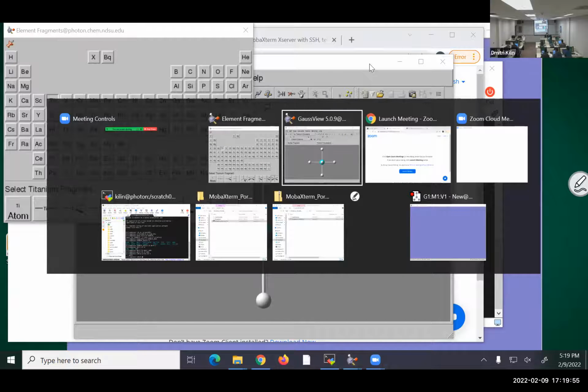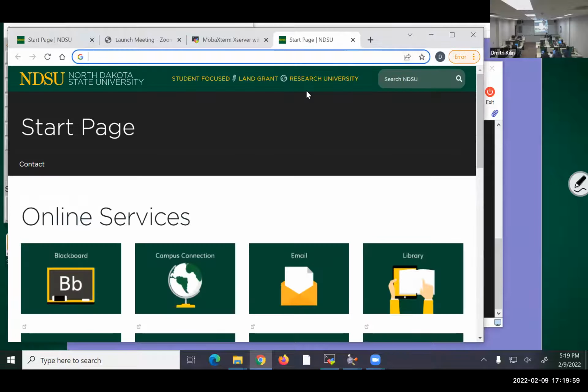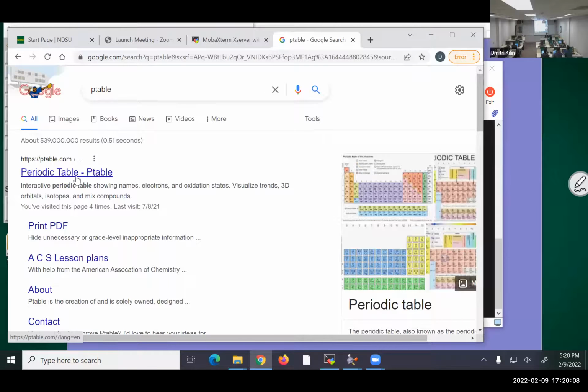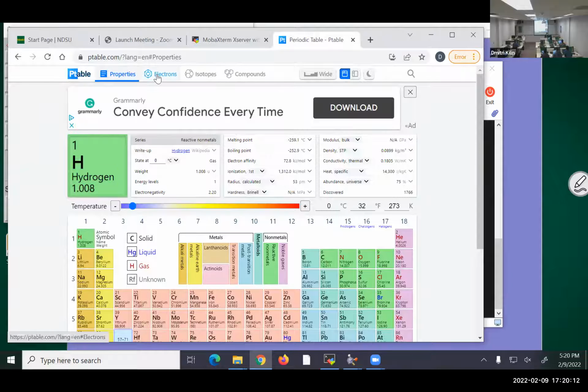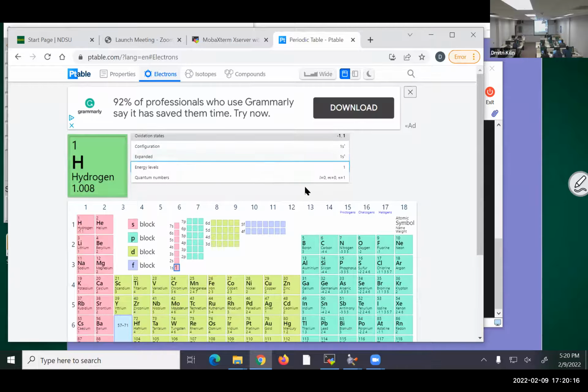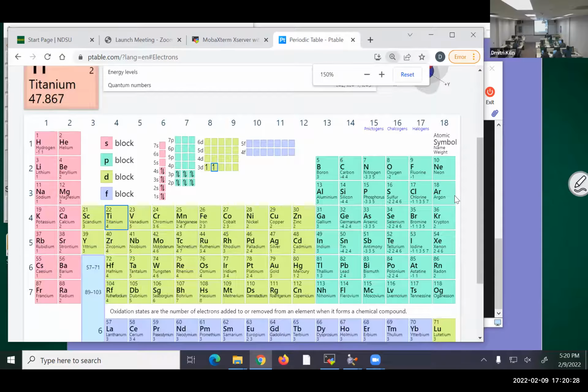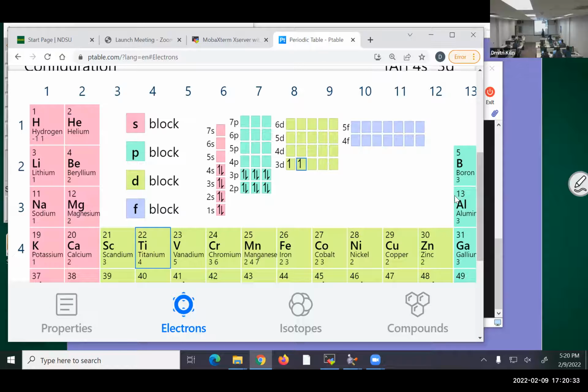I'm going to Google and type "ptable" for the periodic table of elements. Then I want to learn more about electrons. And here I'm selecting titanium. And here it shows the Aufbau principle for titanium. Aufbau yes, Aufbau no, Aufbau maybe. Okay, so there is no Aufbau no.